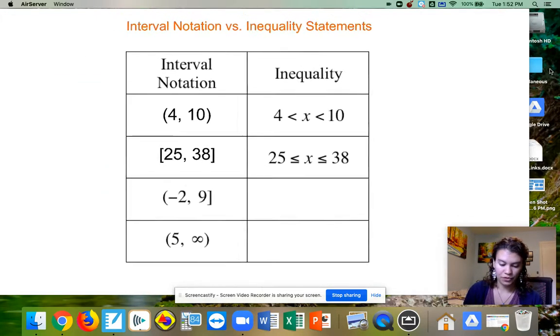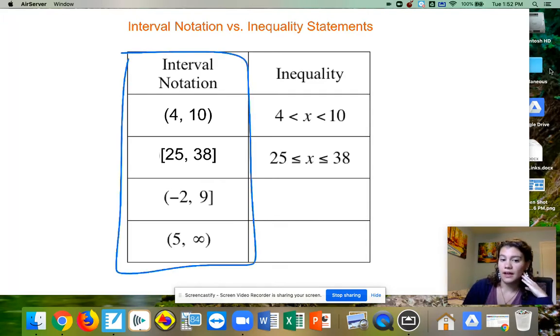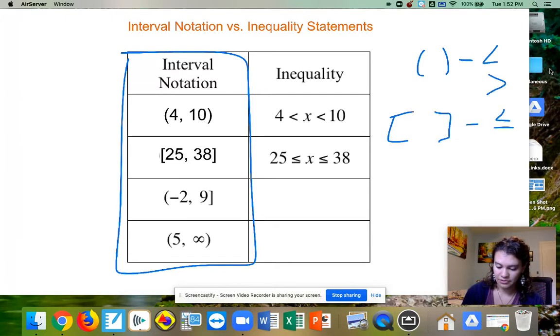All right, so interval notation versus inequality statements. Interval notation is this column right here. It's basically using parentheses and brackets to write your inequality. Parentheses is the same as greater than or less than, and then your square brackets include your equal to.